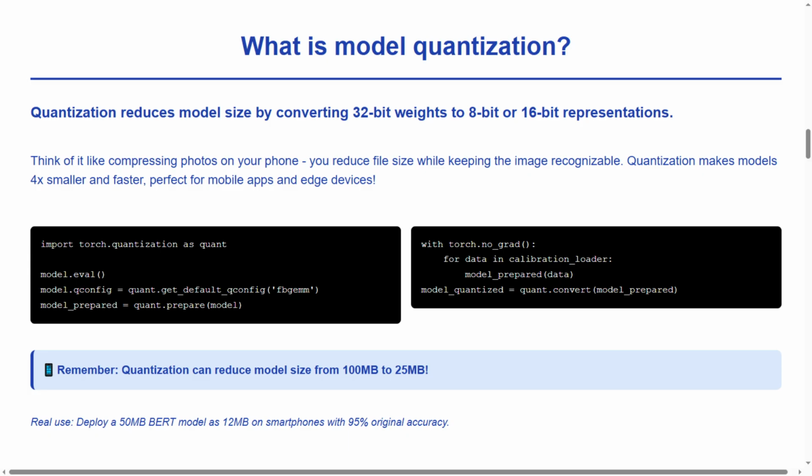Remember, quantization can reduce model size from 100 megabytes to 25 megabytes. Real use: deploy a 50 megabyte BERT model as 12 megabytes on smartphones with 95% original accuracy. Quantization compresses models for mobile deployment.